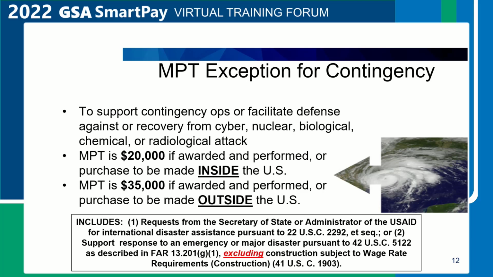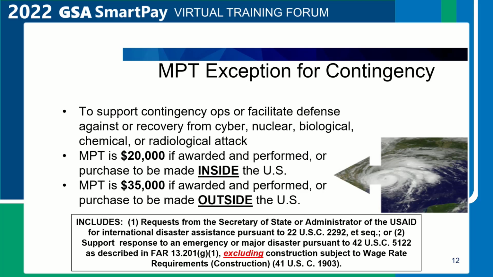Purchases using this authority must have a clear and direct relationship to the support of this contingency operation. Typically, the head of an agency will define an operation in writing and provide the parameters for the use of the purchase card. International disaster assistance is at the request of the Secretary of State or the administrator of the United States Agency for International Development, which is USAID.